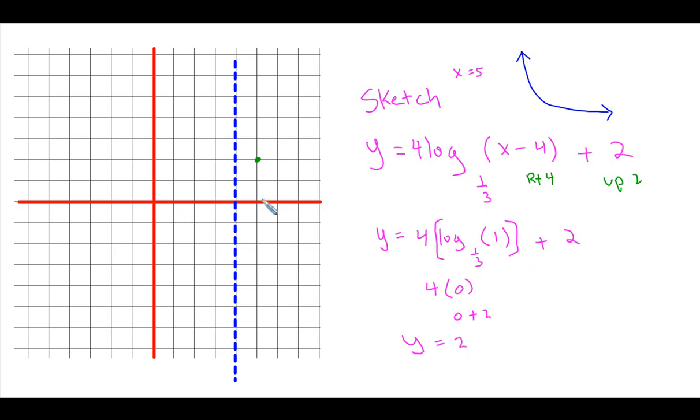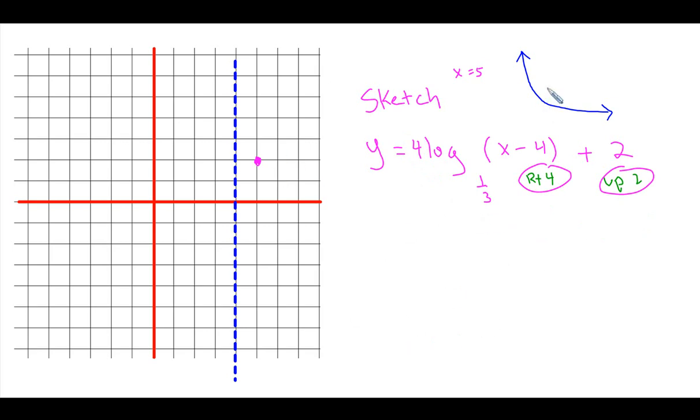So without doing all this work, if we just use the right 4 and the up 2, from 1, 0, if you go to the right 4 and up 2, you notice you're at the home point. So you don't need to do all this work to verify the y value for your home point when you have a number in front here. That's unnecessary when it's a log function.